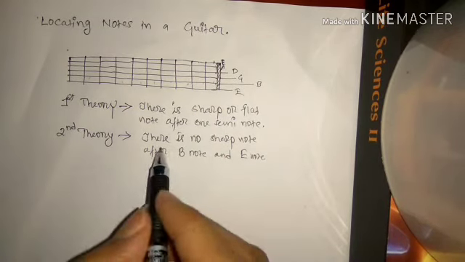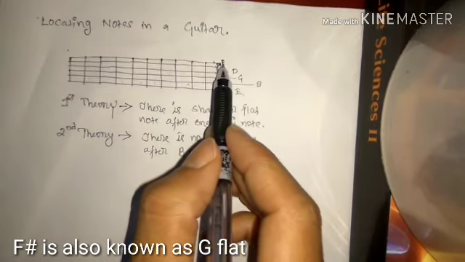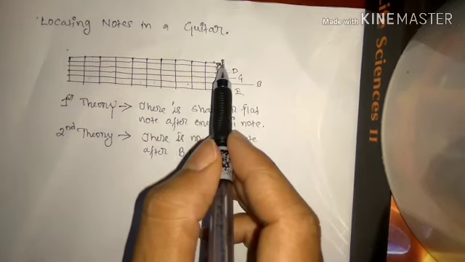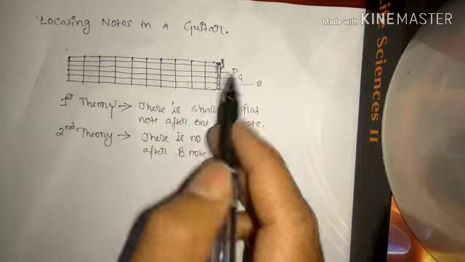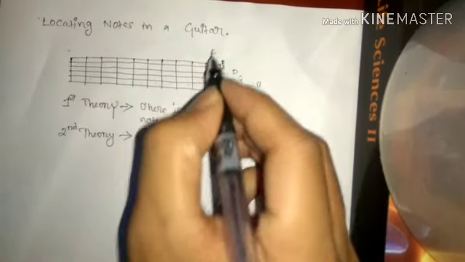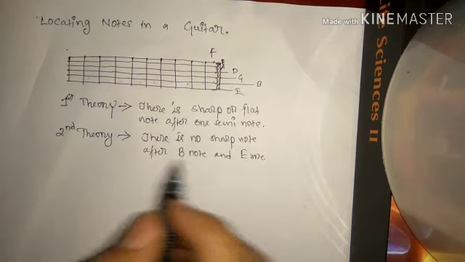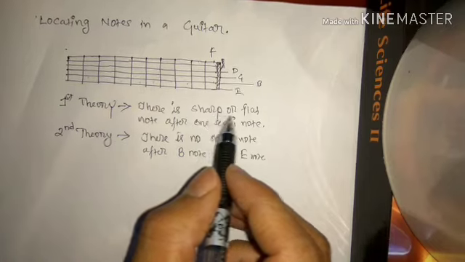And the second is that there is no sharp note after B and E, which means there is no sharp note after B or E. So here E: after E it will be directly the F note. Similarly it applies in the case of B, but in the case of other notes it does not apply, there is a sharp or flat note.